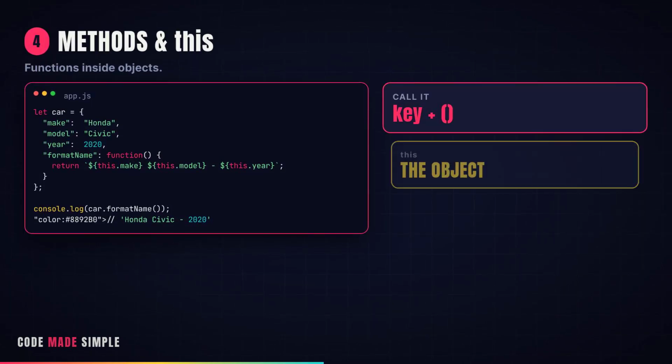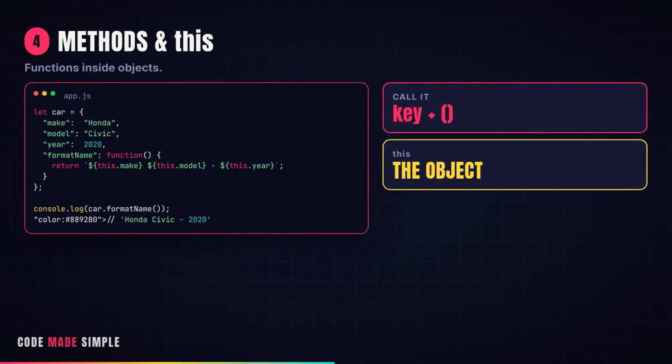Storing functions in objects. That's a method. Reference the key, add parentheses, and it fires. Inside, use the this keyword to grab the object's own properties. Data and behavior, bundled together.